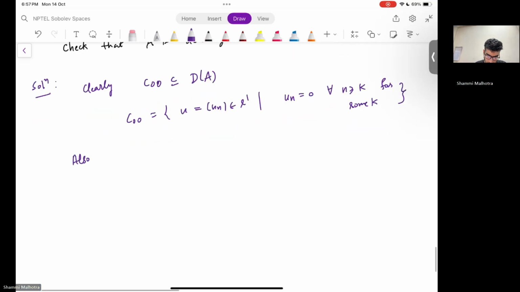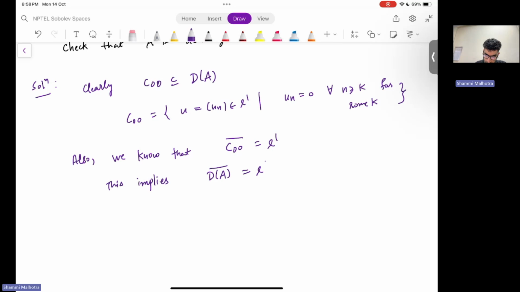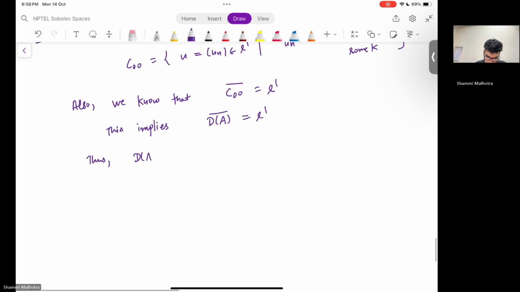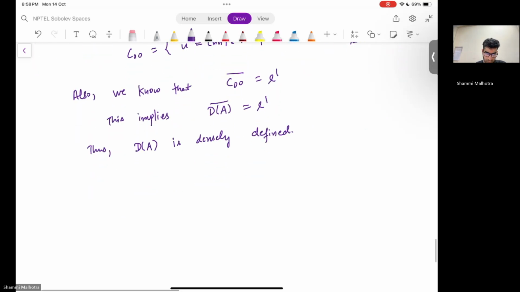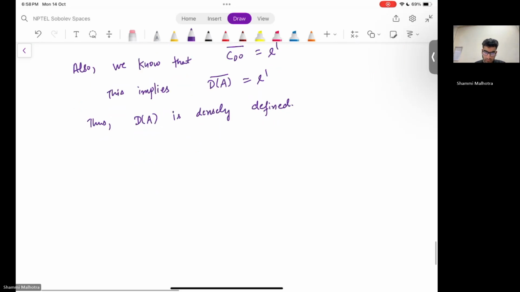Also, we know that this c_00 is actually dense in L1. This implies the closure of D(A) is nothing but L1 only. So this implies D(A) is densely defined. So this is densely defined.